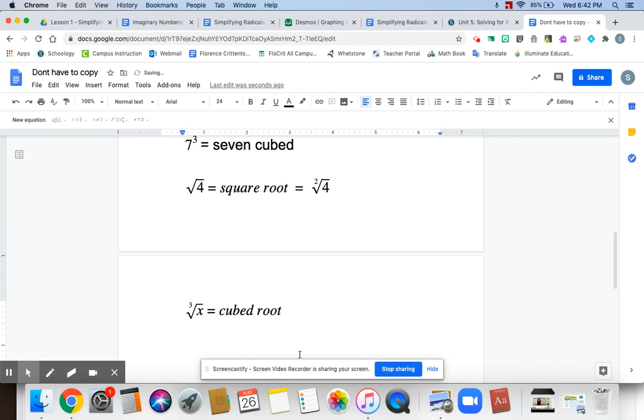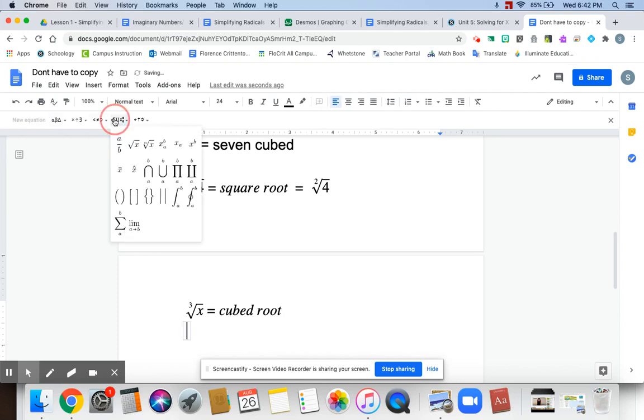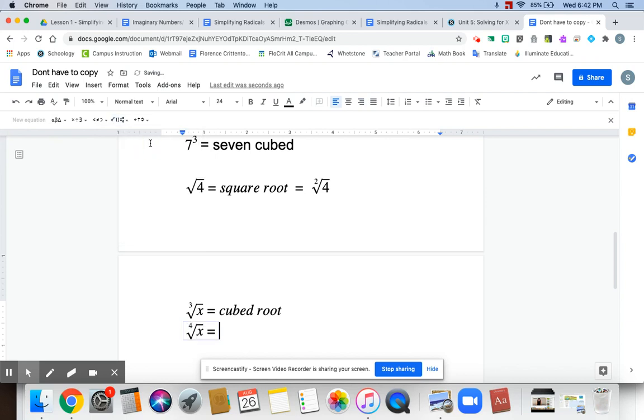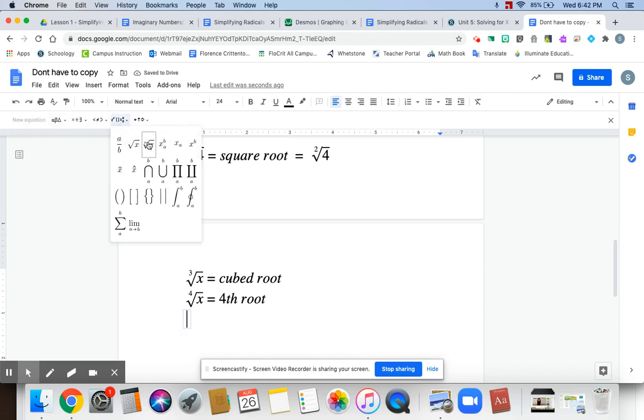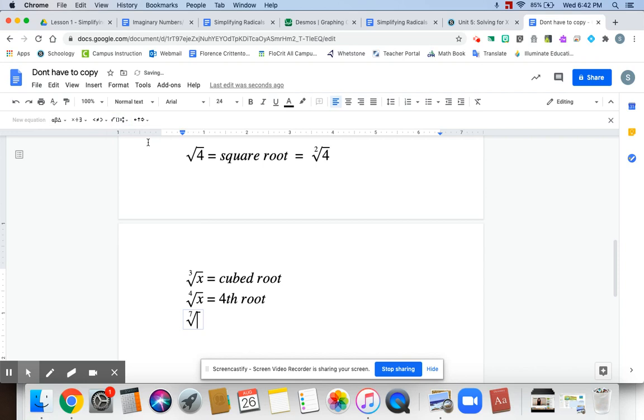And then if it has a little 4 up in there, it's called a fourth root. And from there, it's just using the TH. So if it's a 5, it's a fifth root. And if it's a 6, it's a sixth root. If it's a 7, the seventh root. And that's how we call the rest of them.